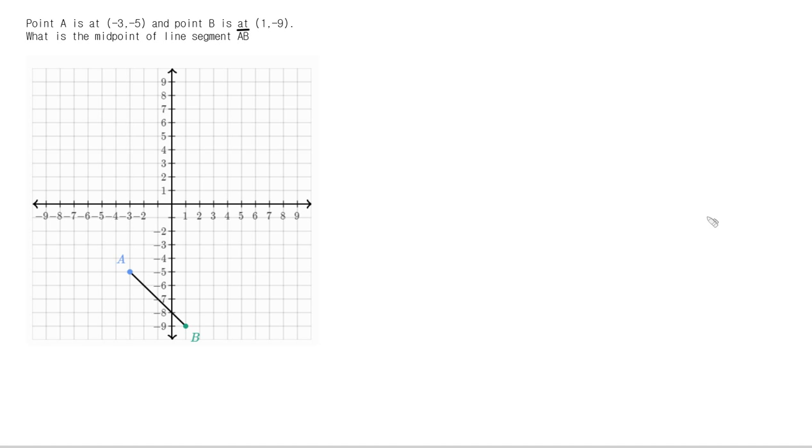In this video, I'm going to talk about finding the midpoints of line segments on the graph. The question is: point A, right over here, is at (-3, -5). The x value is -3, and the y value is -5. Point B, right over here, is at (1, -9), which means the x value is 1 and the y value is -9. What is the midpoint of the line segment AB?